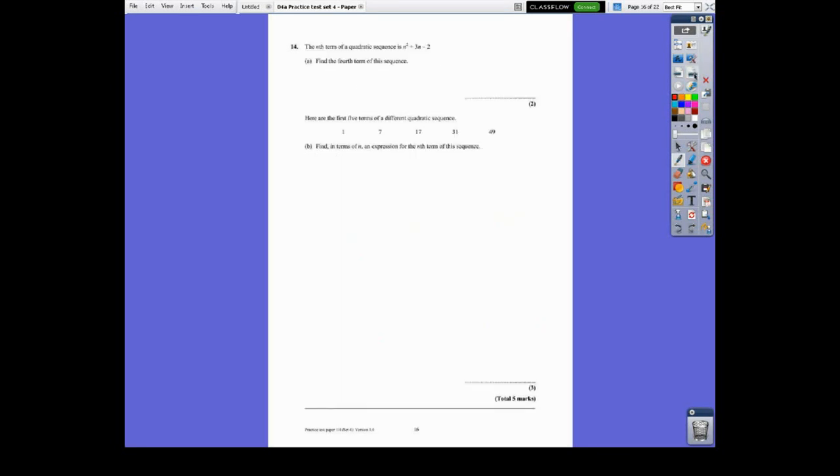Question 14. It says the nth term of a quadratic sequence is n squared plus 3n minus 2. Write down the 4th term of this sequence. So to work out the 4th term, we just put n equals 4 into that nth term rule. So we do 4 squared plus 3 times 4 and take away 2. 4 squared is 16, 3 times 4 is 12 and take away 2. 16 and 12 is 28, take away 2, 26.